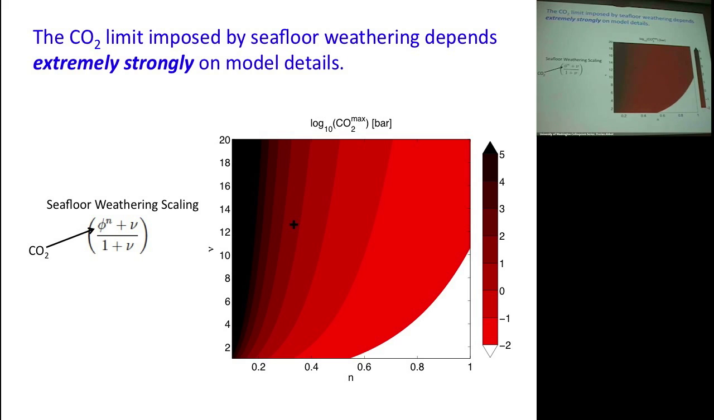Okay, so everything I told you before was robust when I changed things in the model. Now I'm going to tell you something that's not robust. So this was what my seafloor weathering parameterization looked like. There was some constant, and then there was some exponential power of CO2.